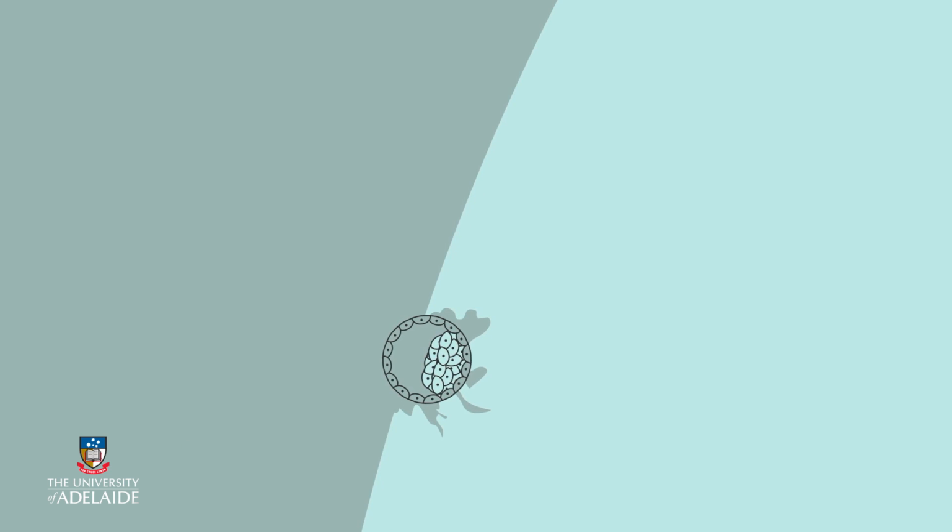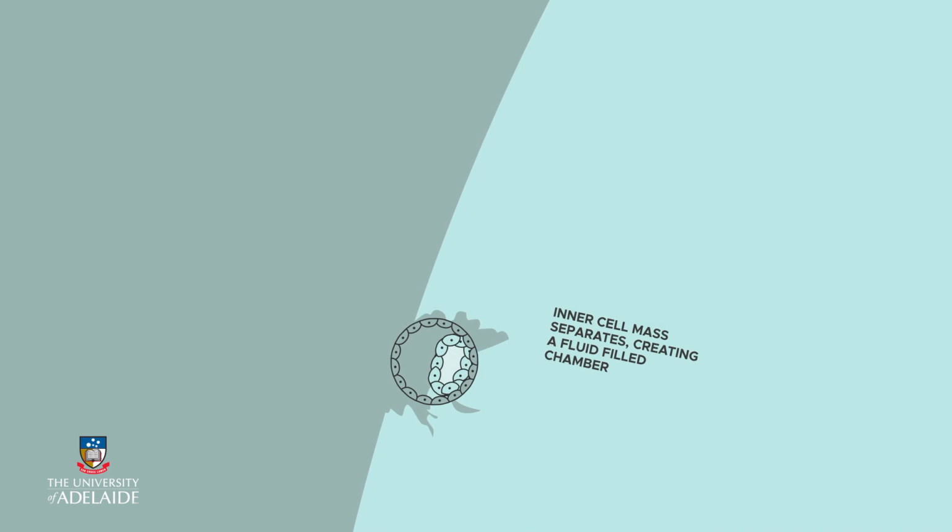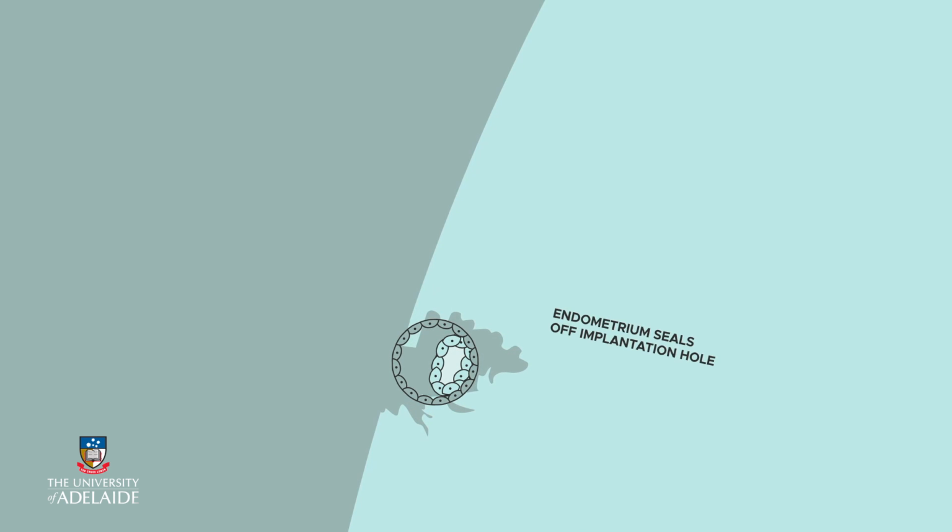The inner cell mass separates from the trophoblast, creating a richly nutritious fluid-filled chamber called the amniotic cavity. Once inside the implantation hole, the endometrium is then sealed off. By about day 10, the entire developing embryo is completely inside the endometrium.